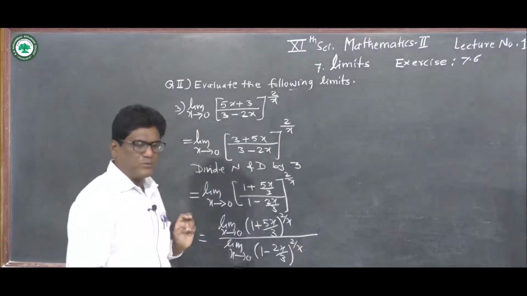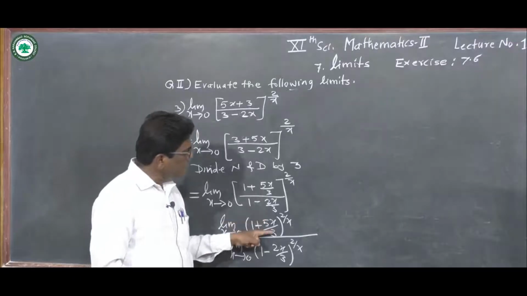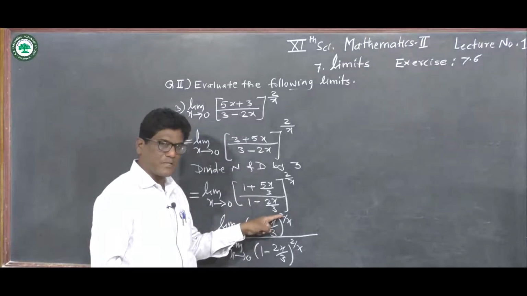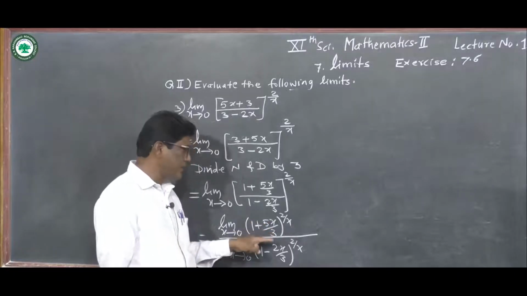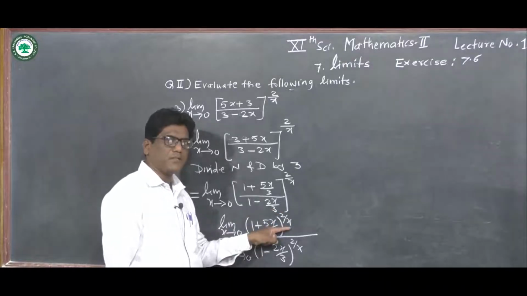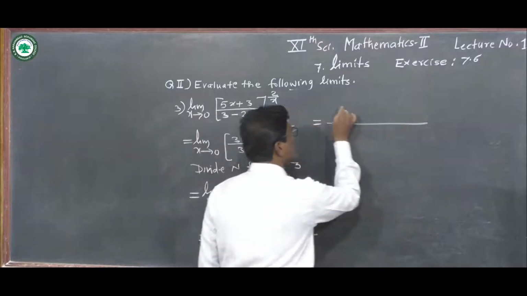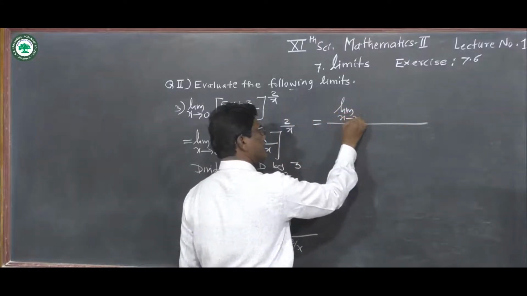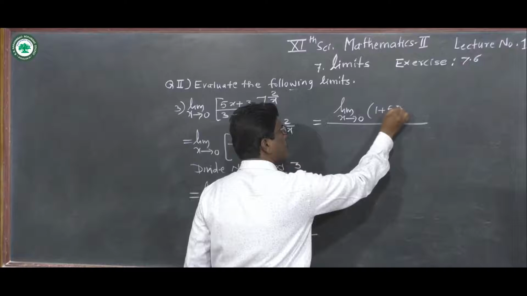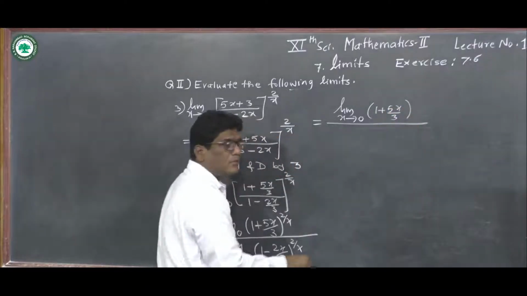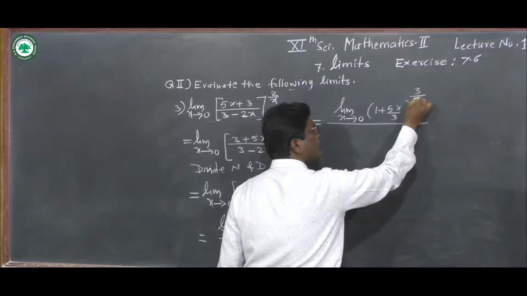Now here we have to adjust the reciprocal of 5x upon 3. The power should be the reciprocal of this. The reciprocal of 5x upon 3 is 3 upon 5x. So we must have 3 upon 5x here. We adjust this. So this is equal to limit x tends to 0, (1 plus 5x upon 3). Now take the reciprocal of this: the reciprocal of 5x upon 3 is 3 upon 5x. We want 3 upon 5x here.